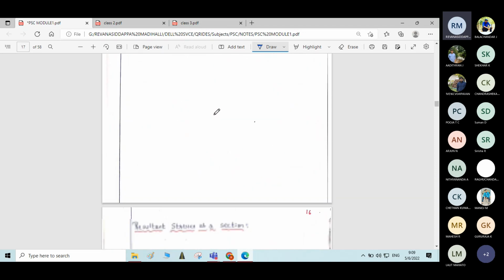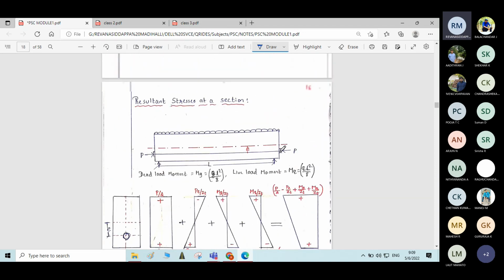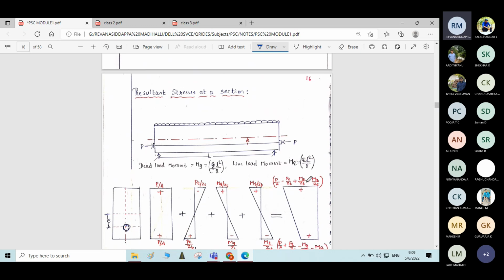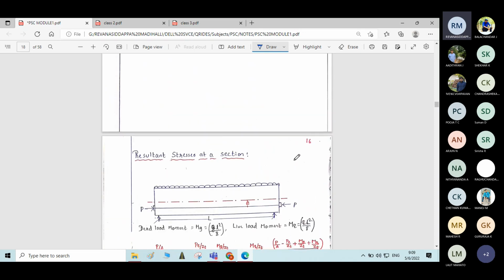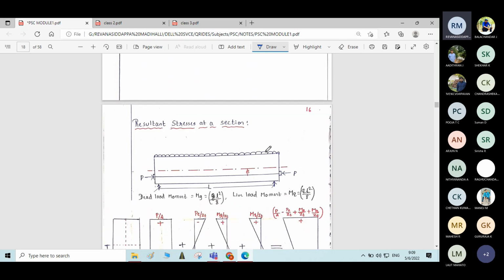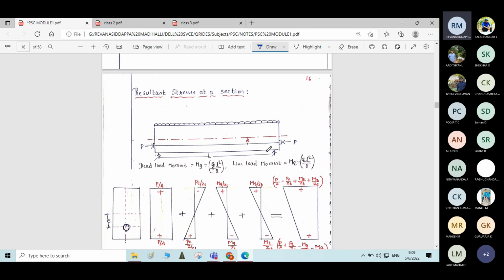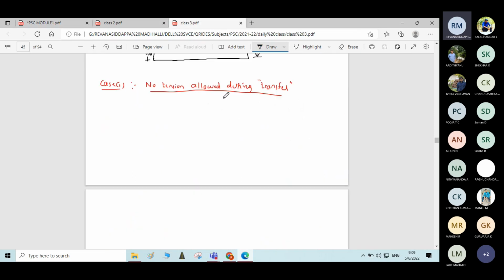At the top fiber, you already know the formula: P by A minus P by Z plus mg by Z plus mq by Z. This is the formula. But as this is the transfer condition, the live load is still not applied. The beam is not yet subjected to the live load. It is still in the manufacture state, not yet put into working condition. Therefore this live load will not come into picture here, at the transfer condition.